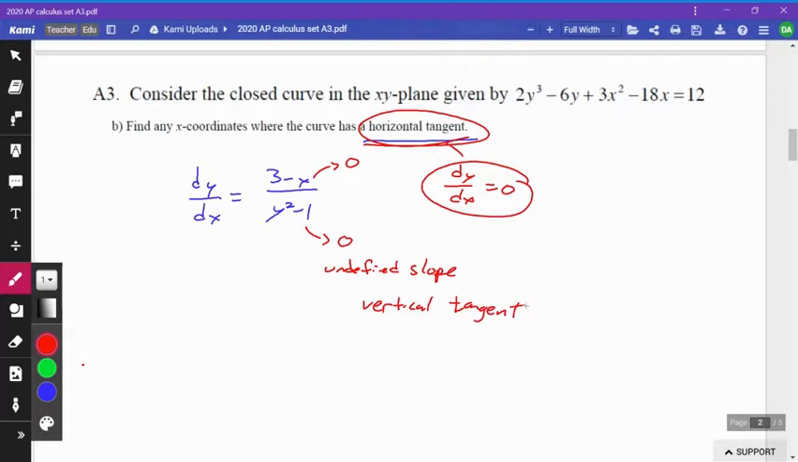So all I do on this problem is set the top equal to 0, because that's when the derivative is equal to 0, and that's where you'll have your horizontal tangent.